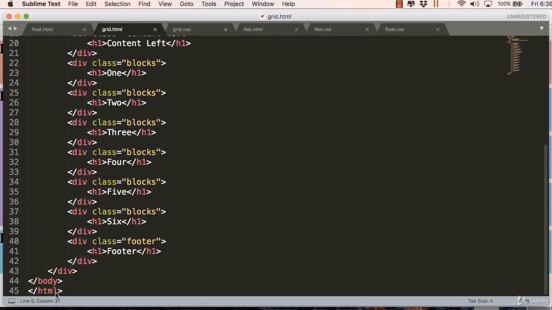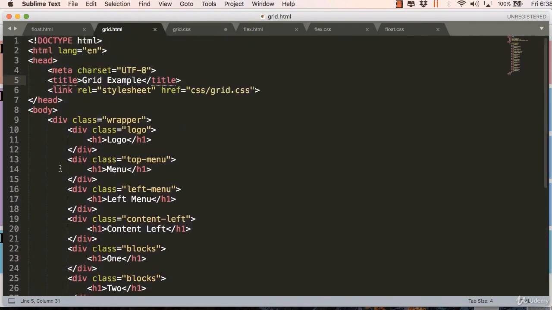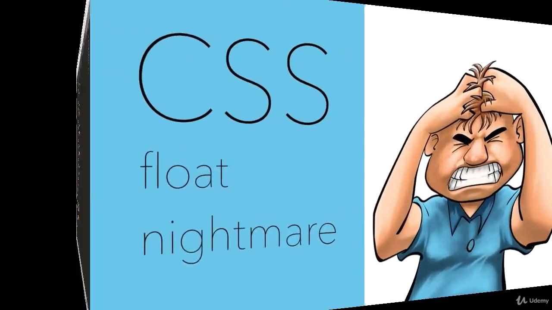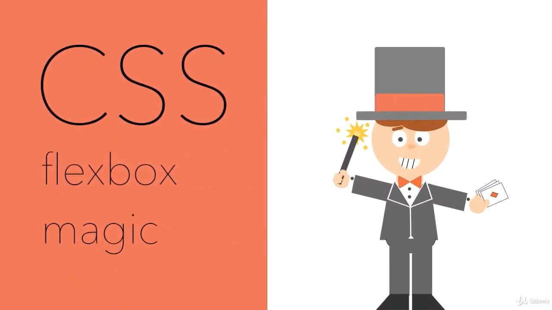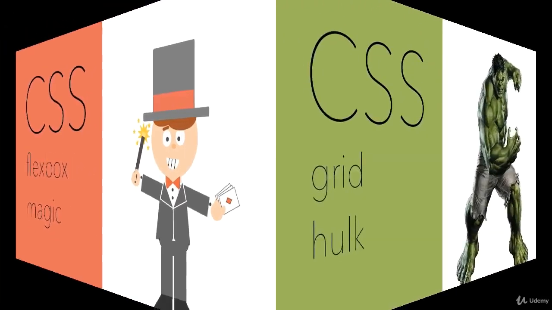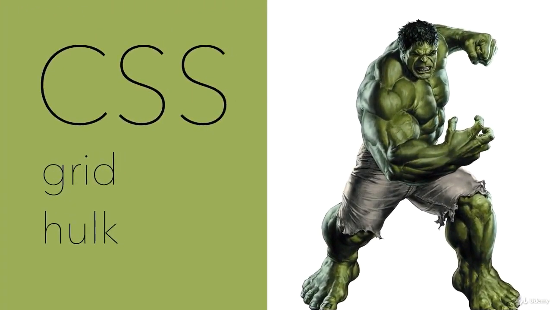So we will be comparing all these three properties in CSS Float, which is a nightmare of course, and CSS Flexbox, which has some magical powers, and CSS Grid, which is powerful.